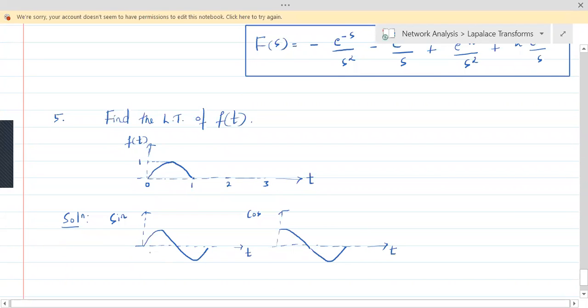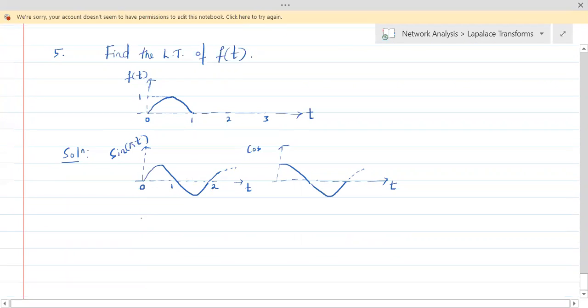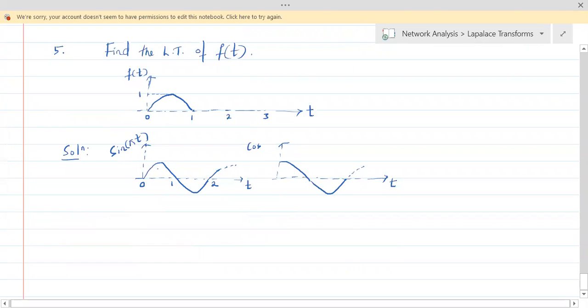Get that point? Now we will just observe. This will just keep repeating. It will not stop with one cycle. Suppose this is 0, 1, 2, then it is sine pi t. If in the time axis it is written as 1, 2, then it is sine pi t. Understand that? So this would be 0, 1, 2, and it just goes on and on. It would be cos pi t.